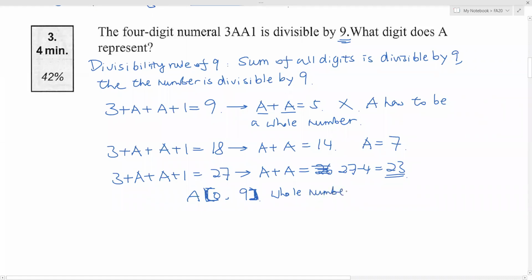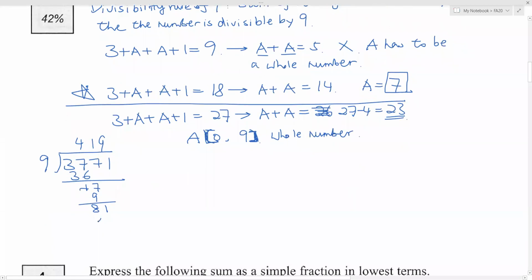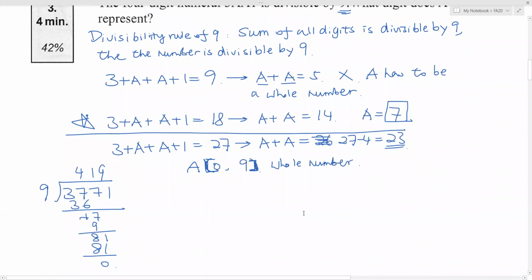So that's why we can only choose 18. Let me frame this. A is 7. And Melinda said she tried 3771 divided by 9. Let's try this. If it works, then we got 81 left. Yes, so it's divisible by 9. Very good. So that's basically the thinking of this. The only trick here is to know the divisibility rule of 9.